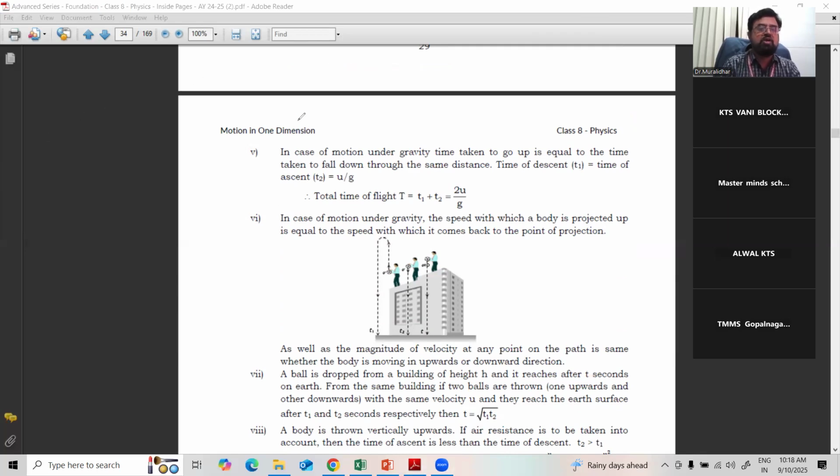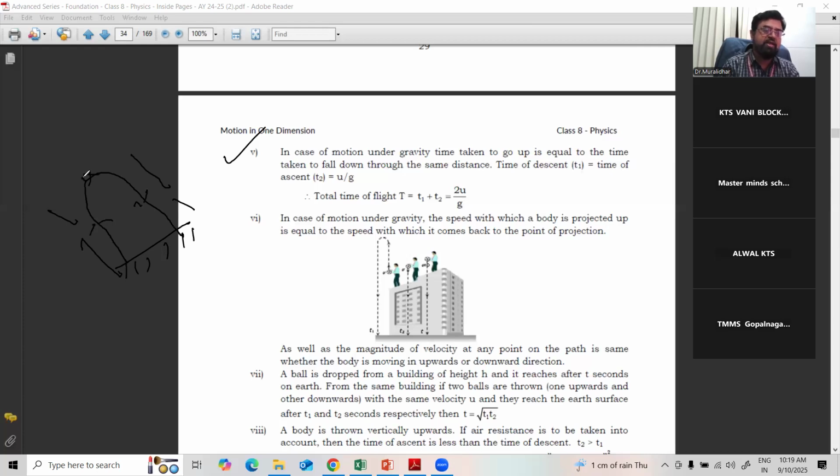See, in case of motion under gravity, time taken to go up is equal to time taken to fall down through the same distance. Suppose this is Earth. We are throwing a body from here. It will go up and will come down. So this is the maximum highest point, right? Again, it came down like this.